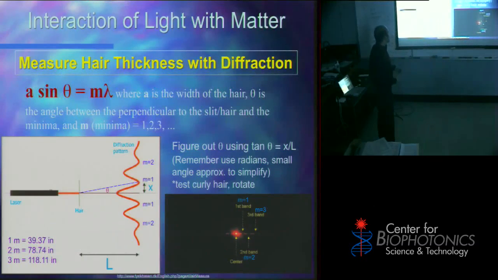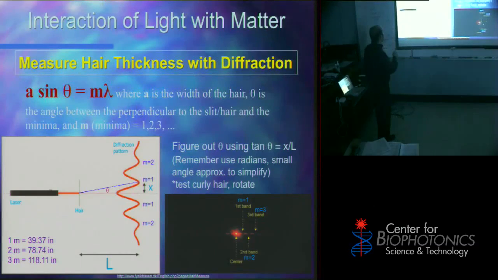Okay? So the equation that tells you the width of the hair is this equation right here. The width of the hair, a, times the sine of the angle is equal to m times the wavelength of the light you used. Okay? Let's go through each one of those for a moment. So, you're going to try to solve for a. That's what you're trying to find.